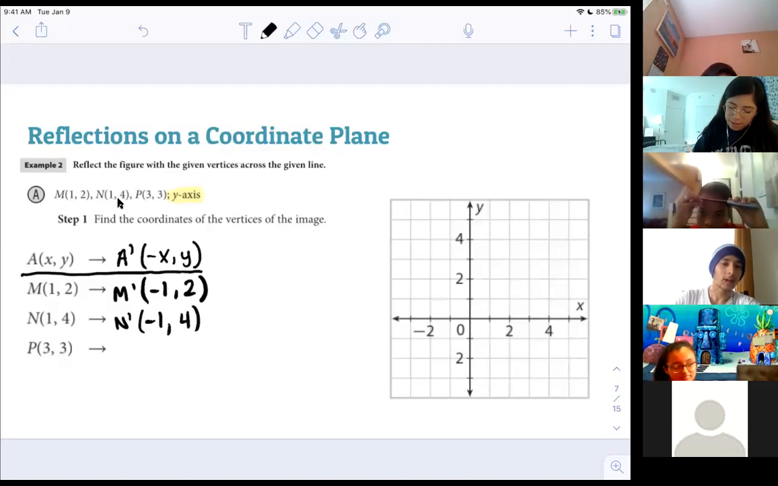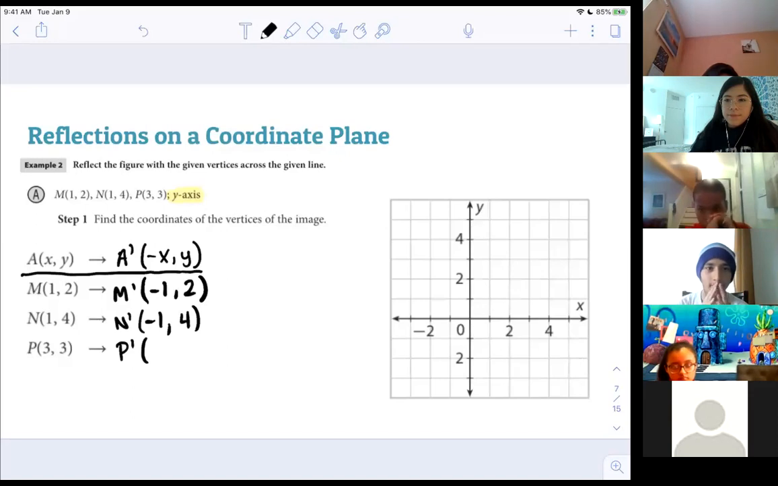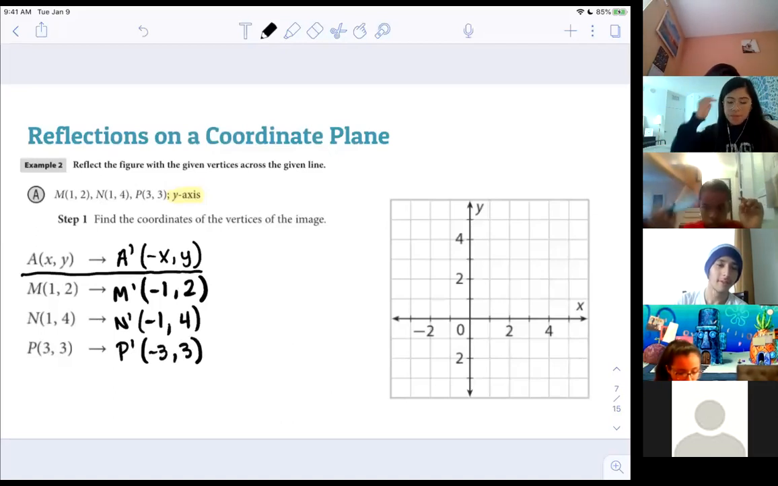That's it. Tyrone, what do I get for p prime? Tyrone, we're changing the x to a negative. It's not hard. Come on. -3, comma 3. That's it. It's as easy as that. So all I did was change the x to a negative.